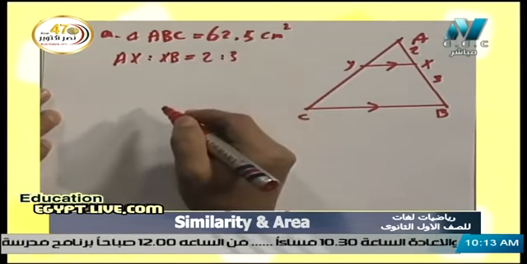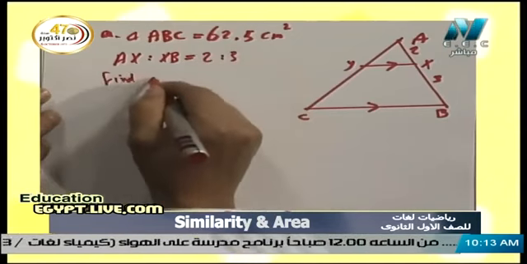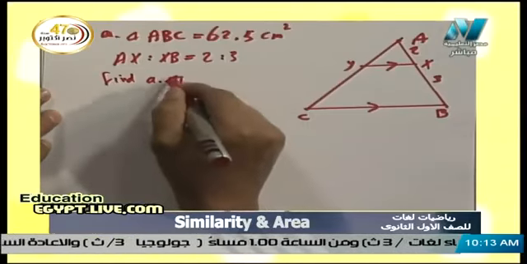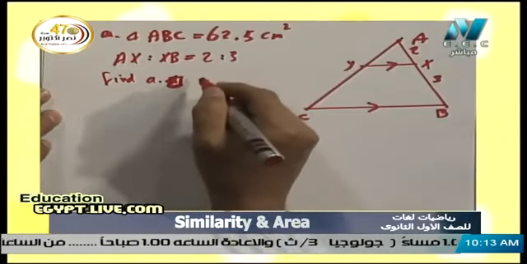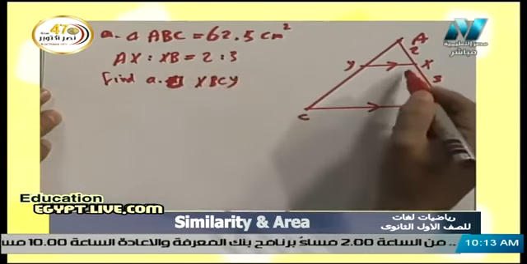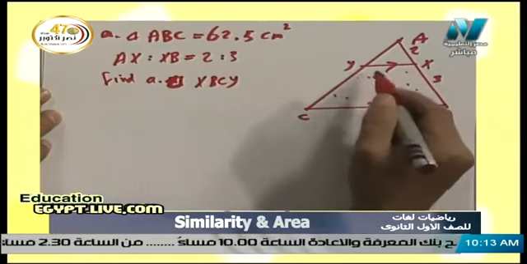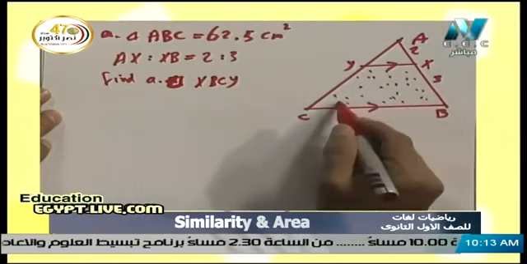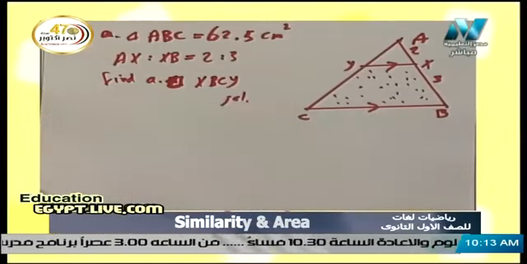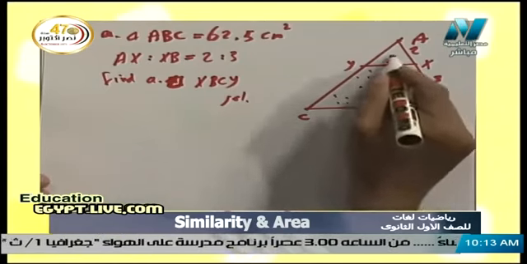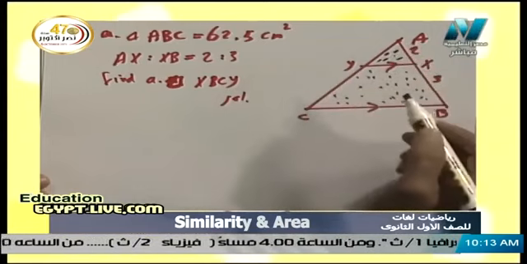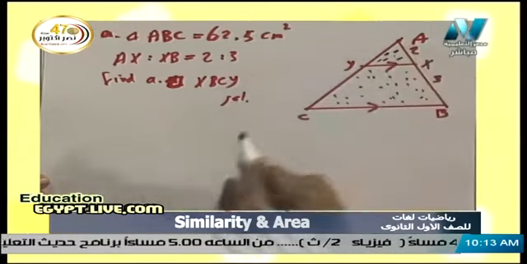And the request is to find the area of the quad, not triangle, it's quad, which is XBCY. So we have to find the area of this quad. Okay? First, we have to concentrate on the similarity of two triangles. The smaller triangle here and the bigger one. Okay? We have triangle AXY and the whole triangle, which is ABC.